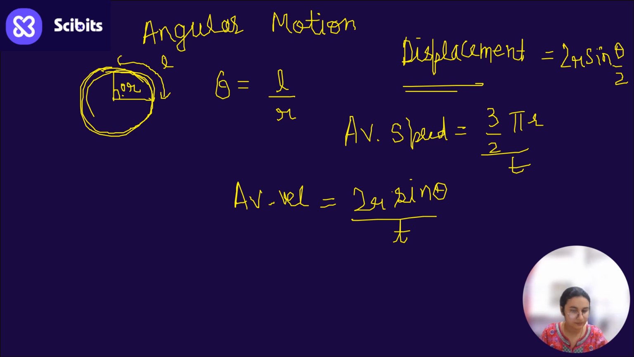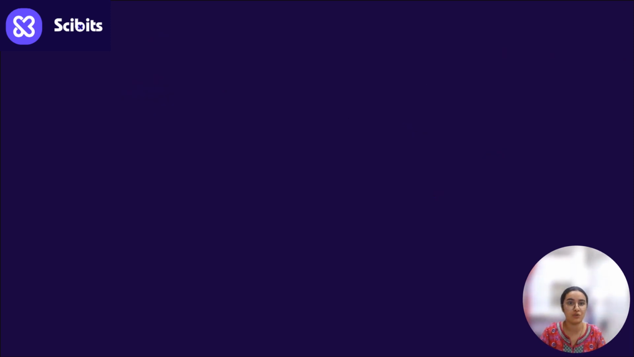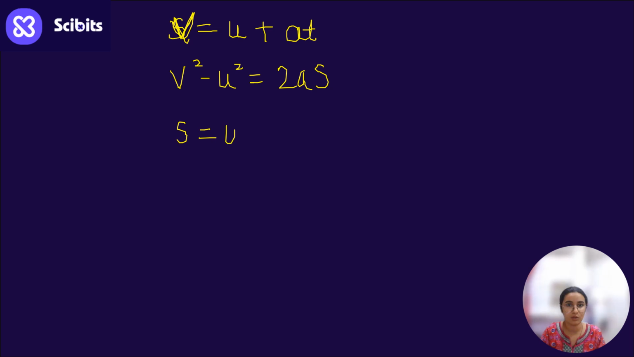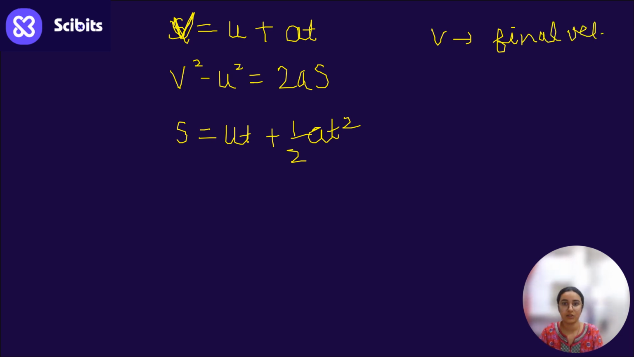Okay, and there are a few more things that you should remember. First of all, the equations of motion. v is equal to u plus at. v square minus u square is equal to 2as. s is equal to ut plus half at square. So what are these? v is the final velocity, u is the initial velocity of the object, a is the acceleration and t is the time taken.